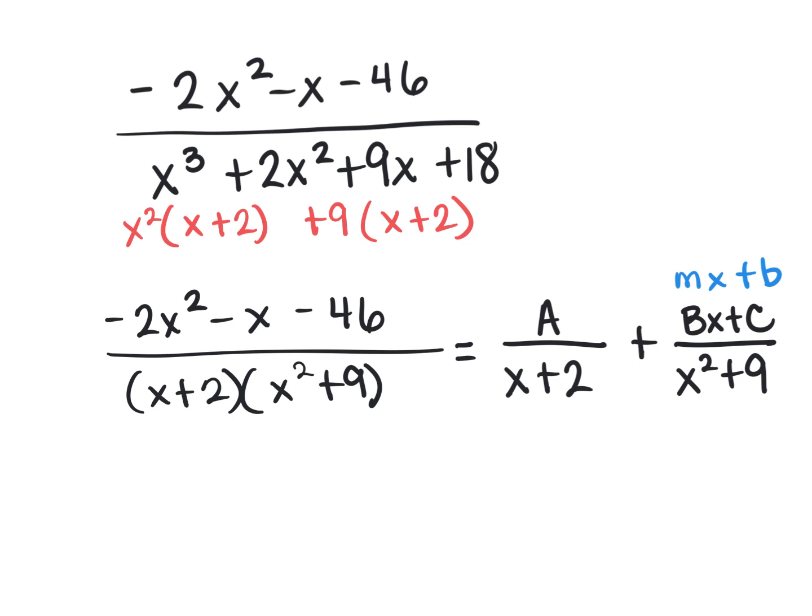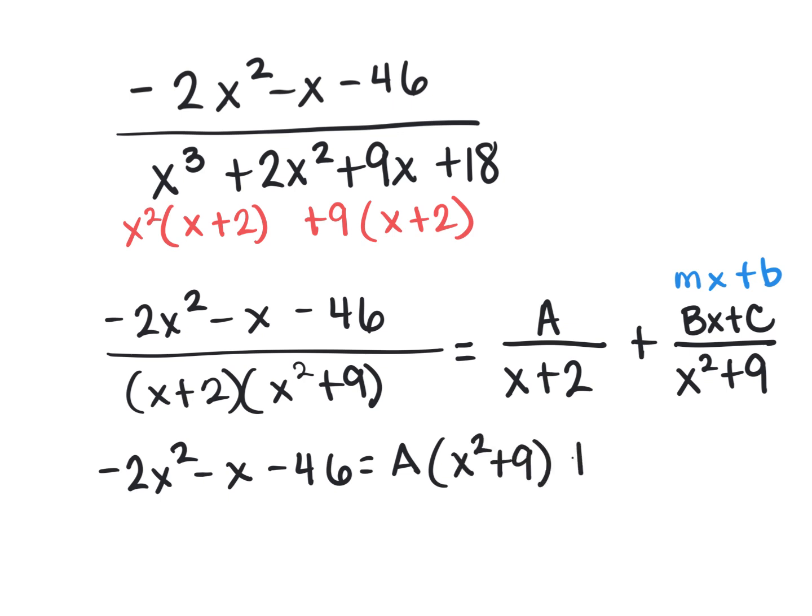So as we continue with this problem, of course, we're going to multiply by the denominator all the way through. So this is still negative 2x squared minus x minus 46. Then we're going to have a, and it's going to be multiplied by the x squared plus 9 because the x plus 2's would cancel. And then we're going to have bx plus c, and that's going to be multiplied by x plus 2.